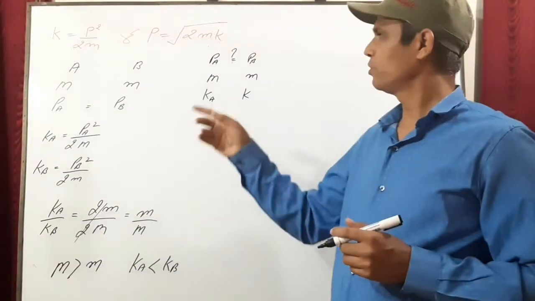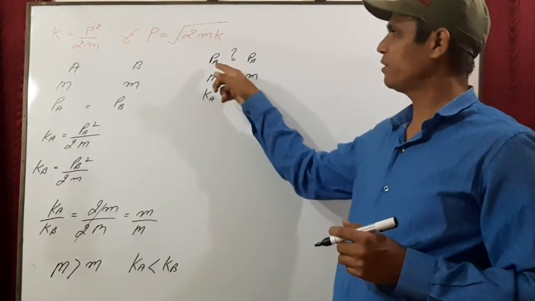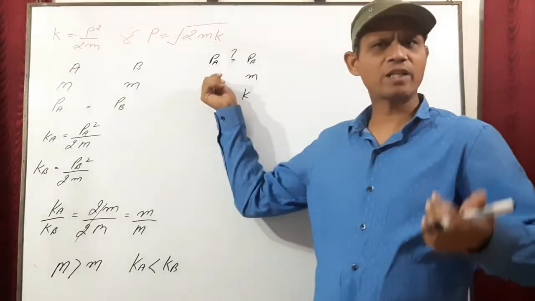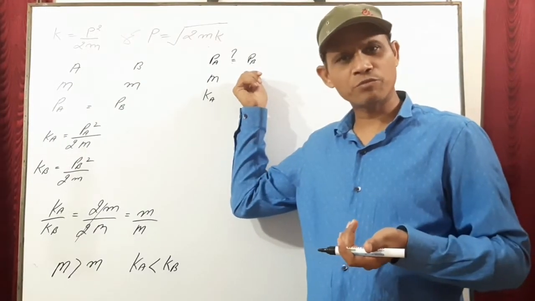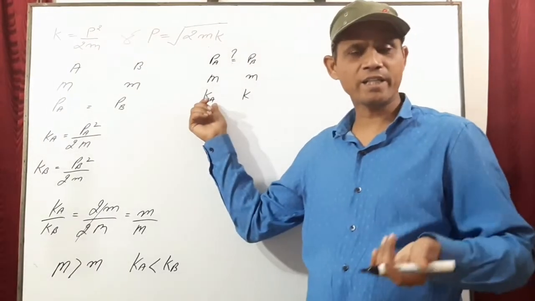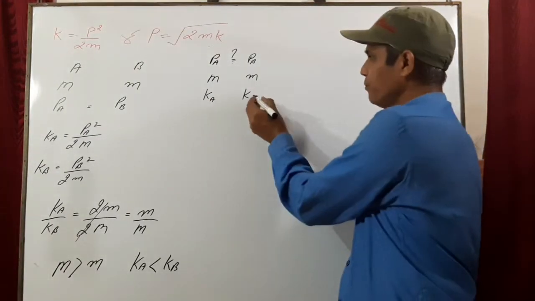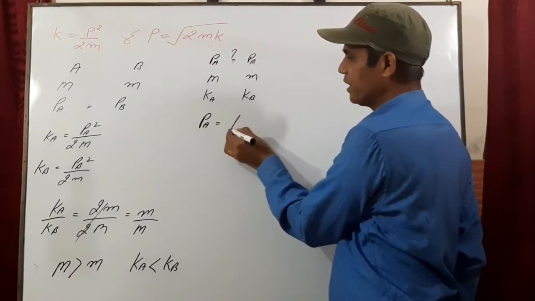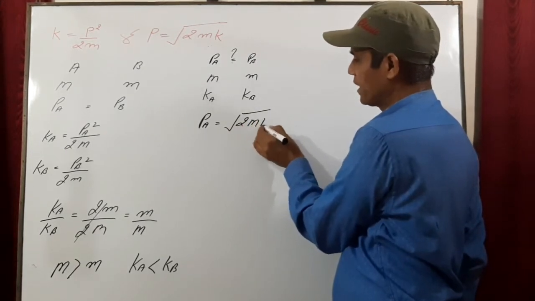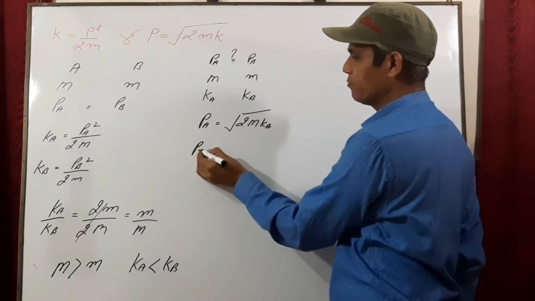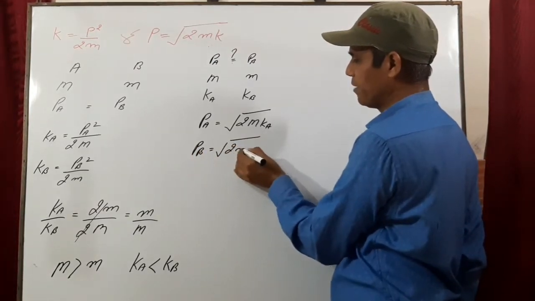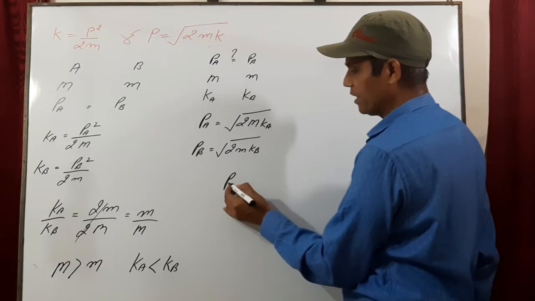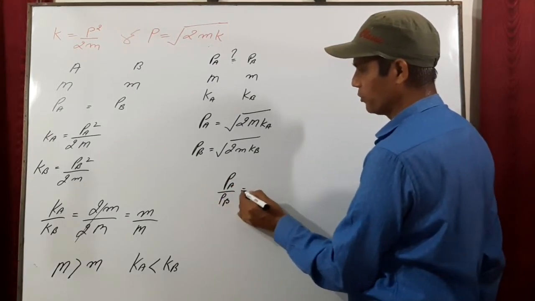Two bodies are given to you, A and B. We have to calculate the ratio of momentum of A and B. Again, suppose capital M is the mass of A and small m is the mass of B, and suppose Ka is the kinetic energy of A and Kb is the kinetic energy of B. Now if I substitute the values, Pa, momentum of A, will be under the root 2MKa, and similarly Pb is equal to under the root 2mKb. Again, if I substitute the values, I will get Pa upon Pb is equal to under the root M upon m.